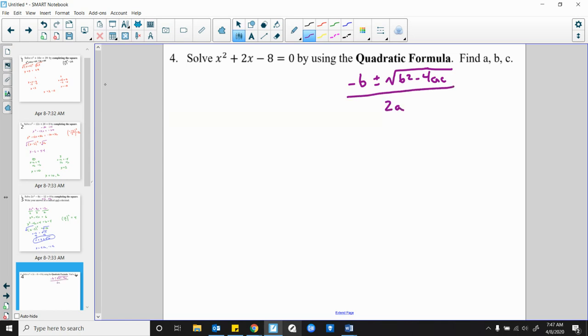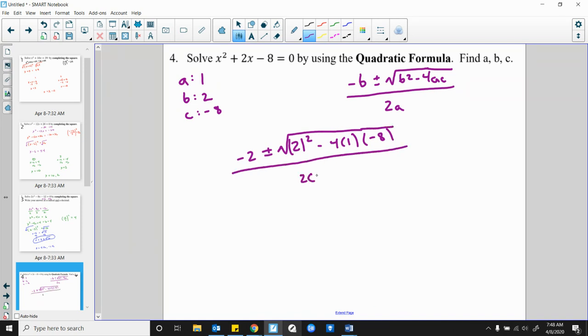For each problem, you just want to go ahead and identify what a, b, and c are. Okay, so a is 1, b is 2, and c is negative 8. And that all gets plugged into our equation here. So negative 2 plus or minus the square root of 2 squared. Now, remember to put parentheses around everything that you plug in. So 2 squared minus 4 times 1 times negative 8, all over 2 times 1.